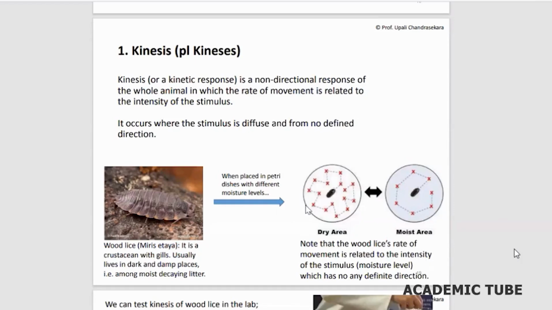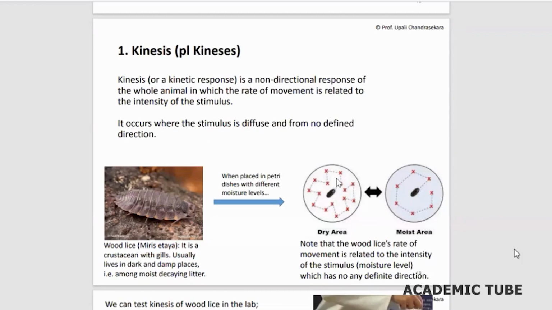Now the dryness is everywhere, isn't it? There is no direction, right? Here in this damp one, again, there is no direction. But what you see is that the movement is somewhat slow. Compare this one with this one. So the animal moves, that's its response to a particular stimulus, and the stimulus is dampness, dry or wet, right?